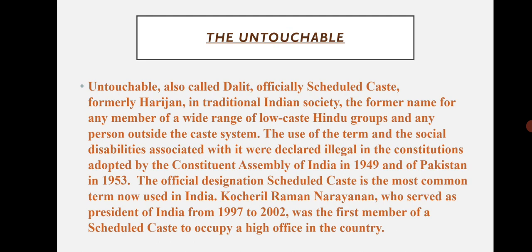We are still not able to get rid of certain unfortunate things like this. The untouchable comes after the division of the castes according to the Chaturvarnya. The untouchable is also called Dalit. Officially they are called Scheduled Caste, formerly Harijan, a name given by our dearest and beloved Mahatma Gandhi. In traditional Indian society they are called Harijan, the formal name of any member of a wide range of low caste Hindu groups and any person outside the caste system.